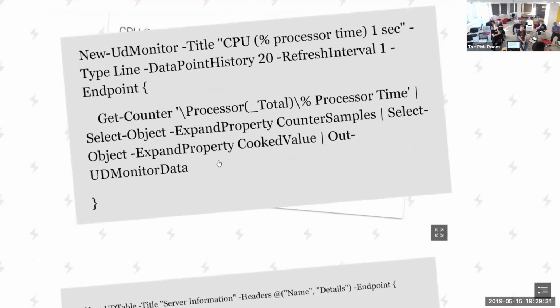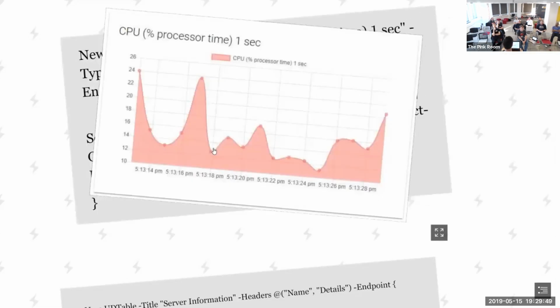With a monitor, you have to pass it a numeric value. If you pass a string or an array or something like that, it doesn't work very well. So there are other things you can do with those. You can see I'm basically getting this and passing it to out UD monitor data. So what does this look like? Leave it run for a few seconds and it'll look like this.